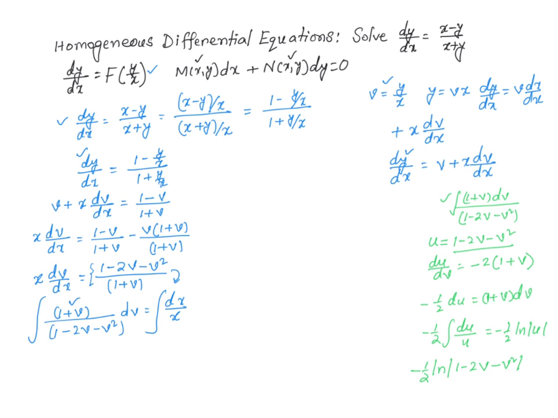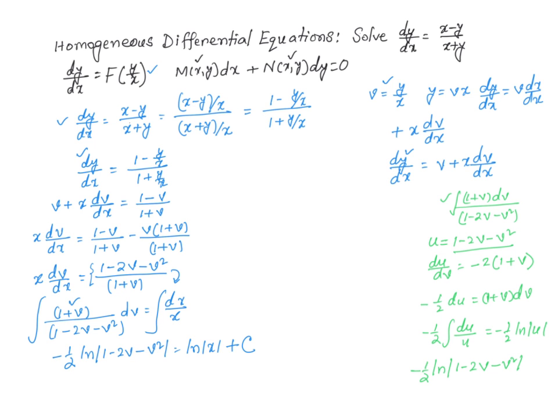So the left hand side evaluates to negative 1 half times ln absolute value of 1 minus 2v minus v squared is equal to ln of the absolute value of x plus some arbitrary constant c. And I'm going to go ahead and simplify this now. Now this simplification can be done in multiple ways. I'm just going to go ahead and do it this way.